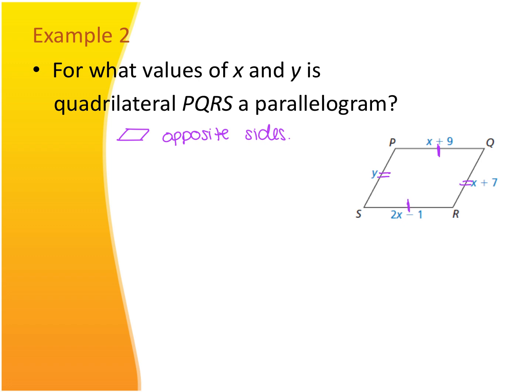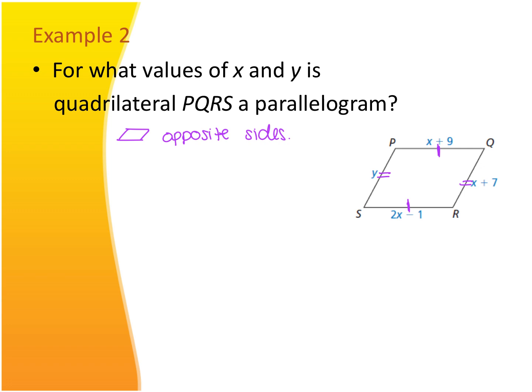Which side do you think I'm going to solve first? Top and bottom. Why can't I do side to side? Because there's a y and x on side to side, and first you have to solve for x. Good. So because PS and QR both have an x and a y, I need to solve for one variable first.